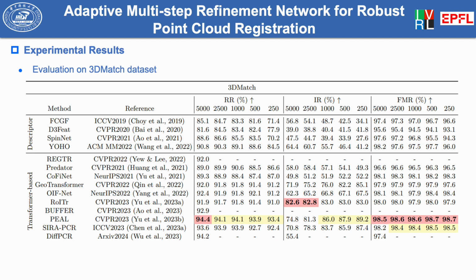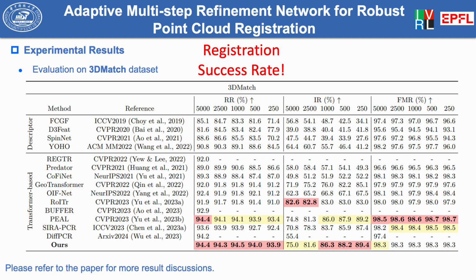Here are the registration results on the 3DMatch dataset. We compare our method with recent deep learning-based baselines, including 4 local descriptors, such as FCGF and D3Feat, and 10 transformer-based methods, such as GeoTransformer. In PCR, RR is the most critical metric, which directly measures the registration success rate, RMSE smaller than a threshold. Our method achieves the highest RR across different numbers of correspondences.